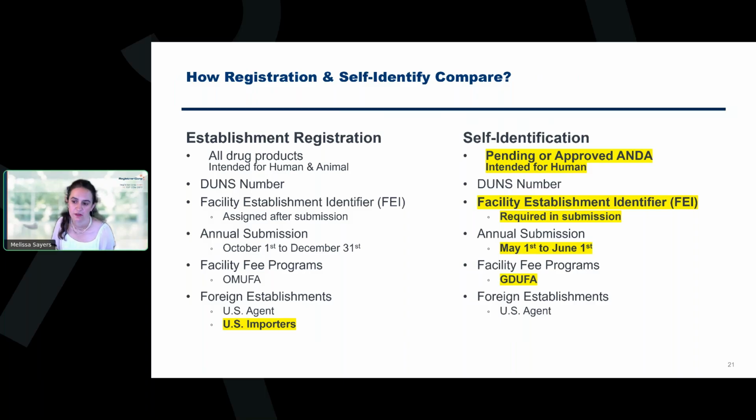Self-identification, on the other hand, is required for facilities manufacturing for pending or approved ANDAs intended for human use. It requires an FEI number assigned to the site prior to submitting self-identification to FDA. Self-identification is submitted annually between May 1st and June 1st, and it helps determine the fee amounts for GDUFA's facility fee program. The key difference is that establishment registration is broader, while self-identification is focused on generic drug facilities only and is essential for determining the GDUFA fees.